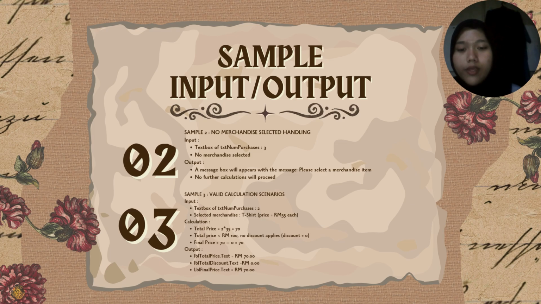The output will be in the label of total price, total discount, and final price. Total price will be 70, total discount will be 0, and total or final price will be 70. The third sample, if the valid calculation but no discount applied.